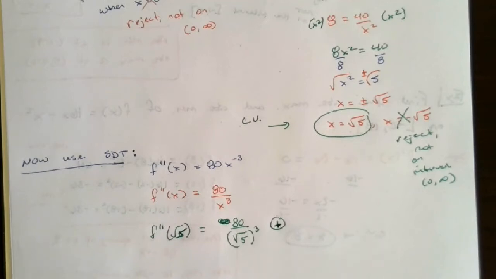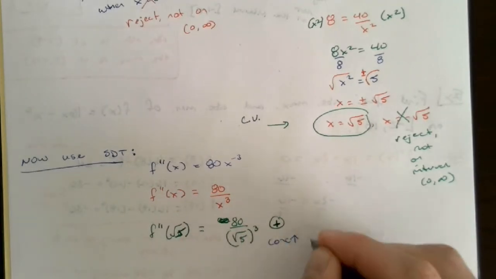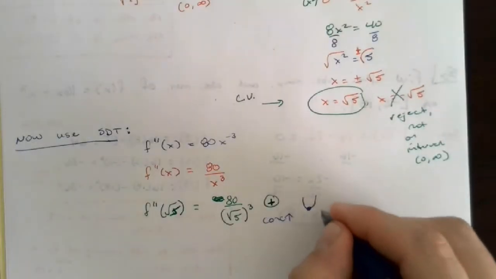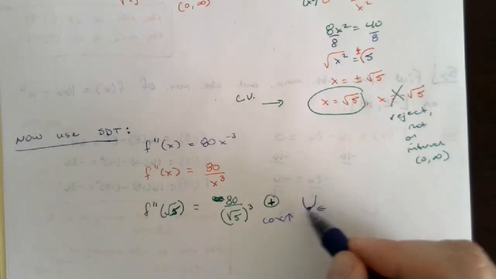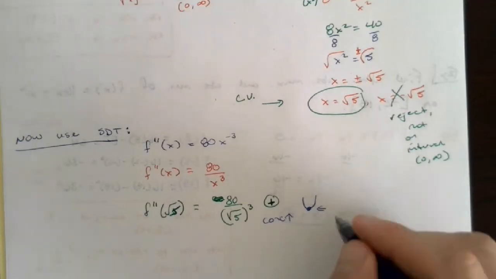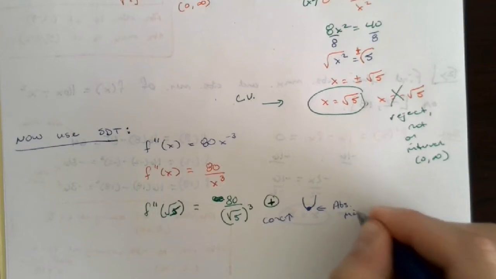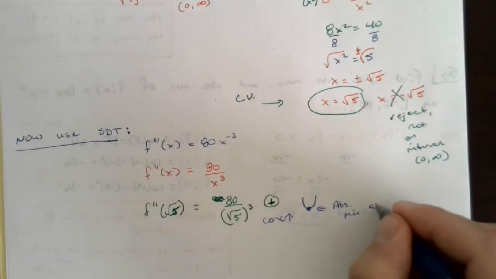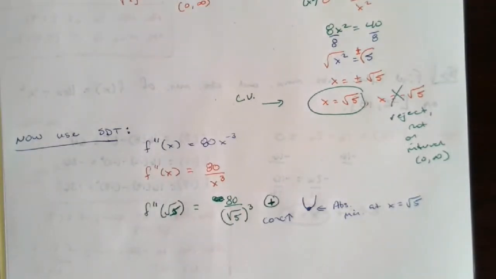Because if the second derivative is positive, that tells you your graph is concave what? Well, it's concave up. Concave up means it would look like this, which means that critical value is going to be a minimum. It's a low point. And since there's only one critical value on an open interval, we can say that's actually going to be the absolute minimum. That's what our theorem tells us at x equals the square root of 5.